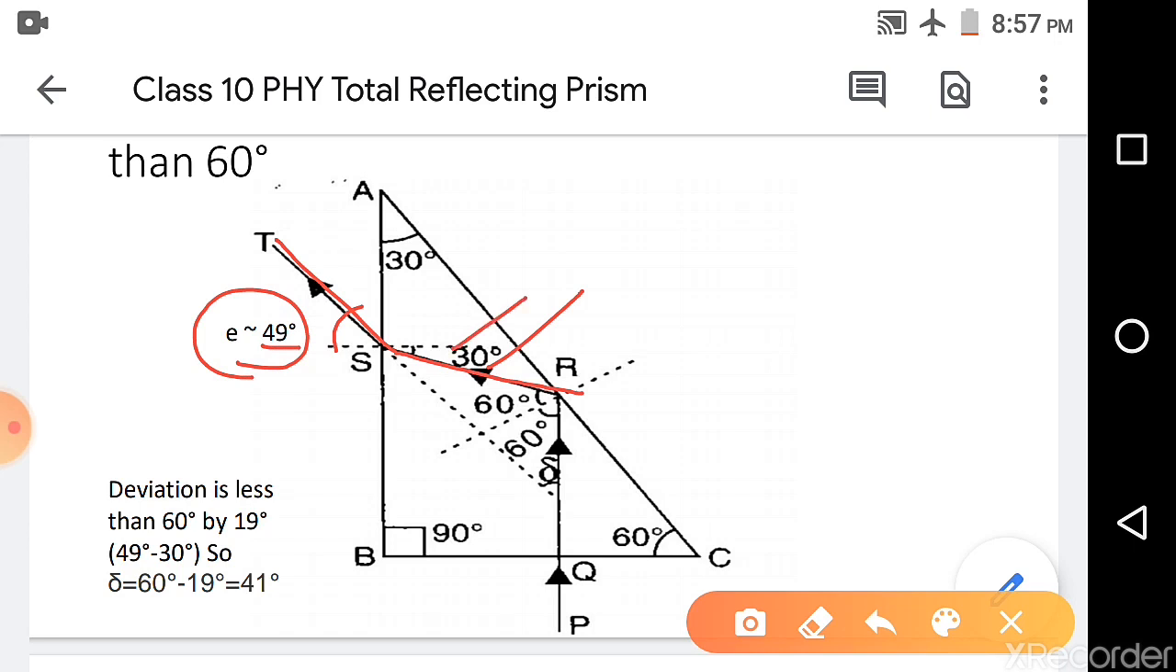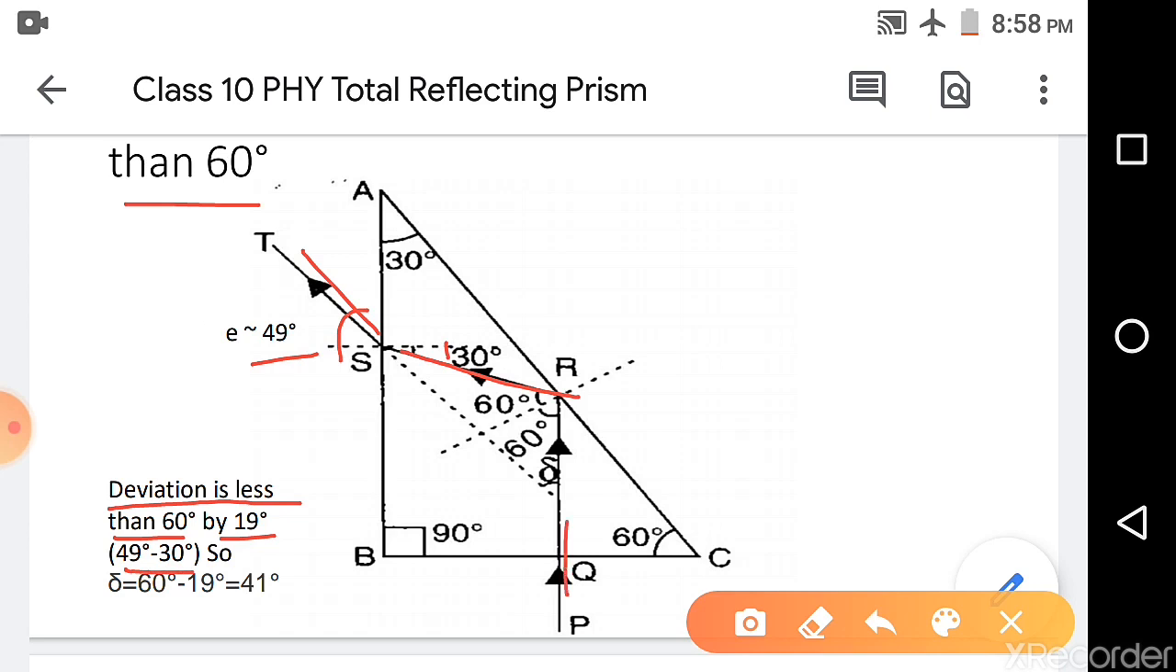Now the deviation is less than 60 degree, as we said. Let's find out the deviation. The deviation is less than 60 by 19 degree. Why 19 degree? Because the partial deviation for this interface only is 30 degree and 49 degree, so a difference of 19 degree. And here the deviation is 120 degree. Okay, so sorry, it is not 120 degree. Let's see.